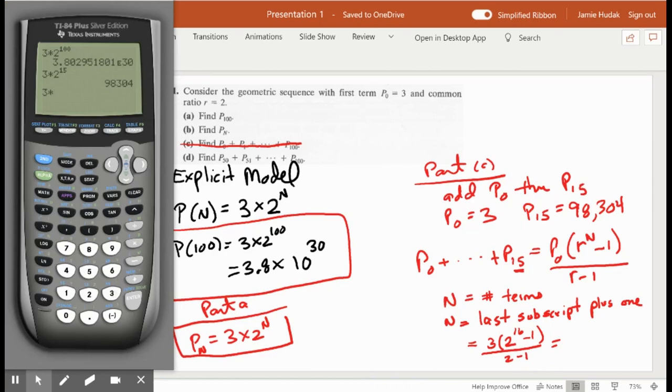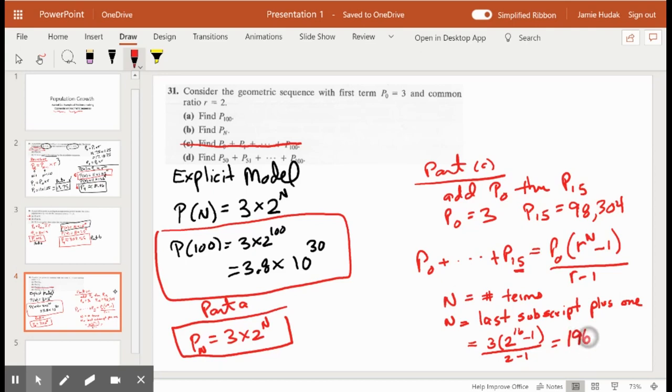3 times, parentheses, 2 raised to the 16th power, get out of the exponent, minus 1. And because the denominator is 2 minus 1, which is 1, that means our answer is 196,605. Now we can test this out.